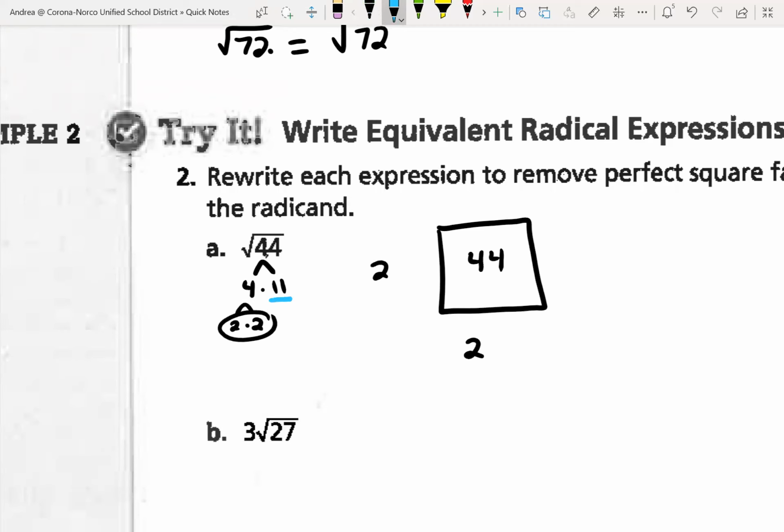Okay. 11 isn't a perfect square, so I just rewrite it as a radical. Square root of 11 and the square root of 11, because the square root of 11 times the square root of 11 is 11. So my side lengths would be 2 square root 11. So if I simplified square root of 44, I would get 2 square root 11. Any questions over that?